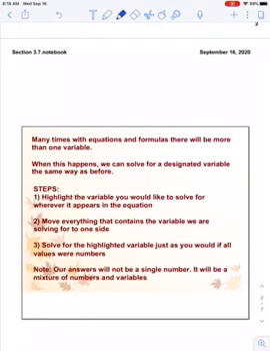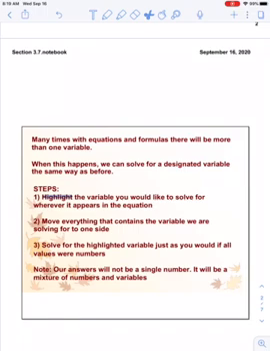So what I need you to do is make sure that you highlight the variable you want to solve for before you do anything else, because there's going to be several variables in your equation, and I want to make sure you understand which one you're solving for. So always highlight the one you're going to solve for.